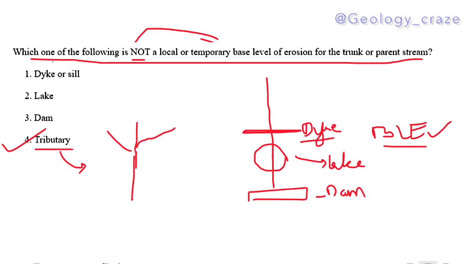Remember this. Which one of the following is not a local or a temporary base level of erosion for a trunk or parent stream? When a tributary stream meets the main stream, it is not a local or a temporary base level of erosion, because there is no barrier. A tributary is not a barrier. In this way we can approach this type of question.